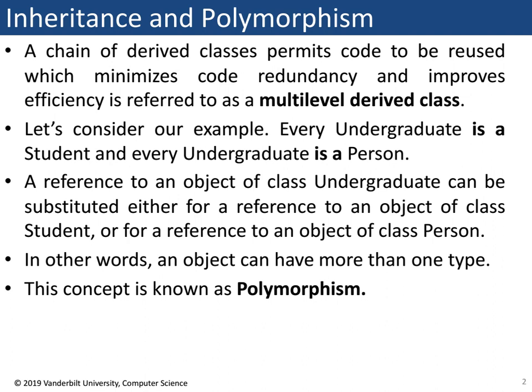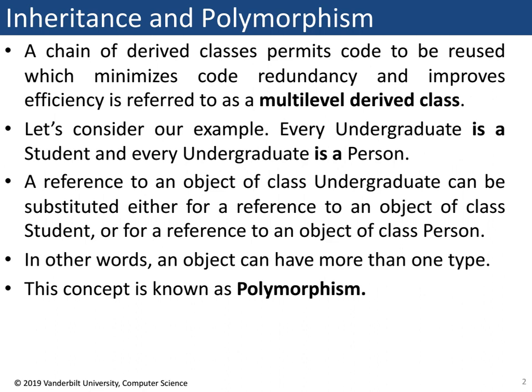So we said a chain of derived classes is going to permit us to reuse more code and prevent redundancy, and thereby improve our efficiency. It's referred to as multi-level derived classes when we have a chain of hierarchy. So an undergraduate is a student, so student extends person, undergraduate extends student. But let's consider our example. Every undergraduate is a student, and every undergraduate is a person because every student is a person.